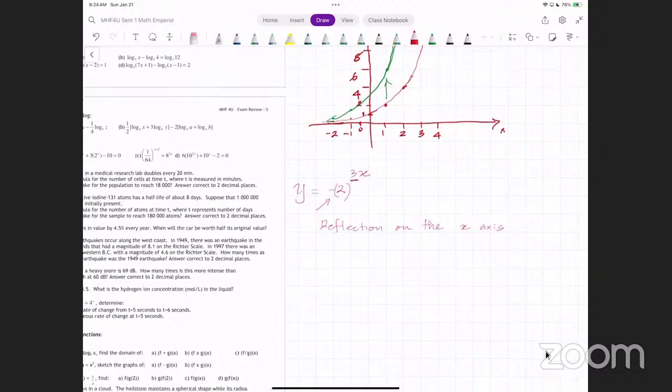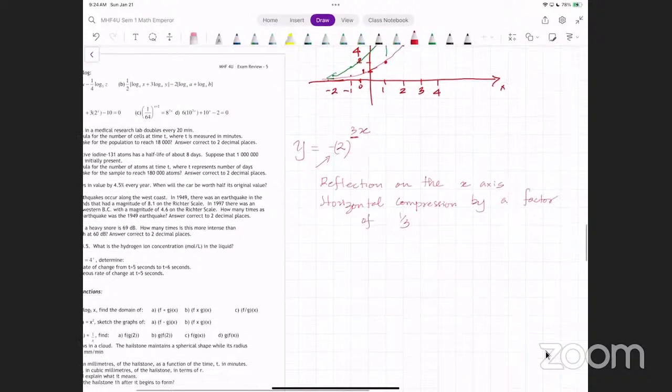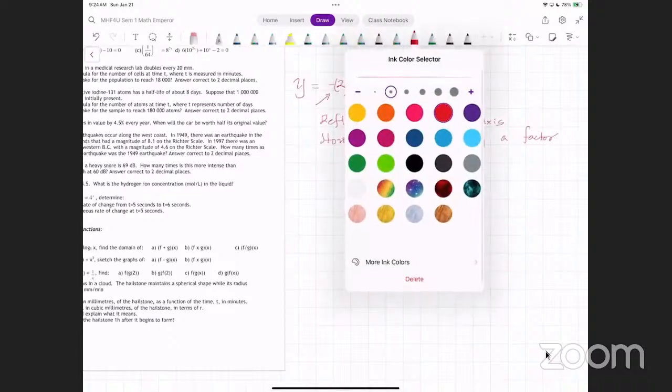What is this transformation going to do? This is responsible for the horizontal. So when it's 3, we're going to say horizontal compression by a factor of 1/3. Well, we can go back to our table of values again to just draw the graph.